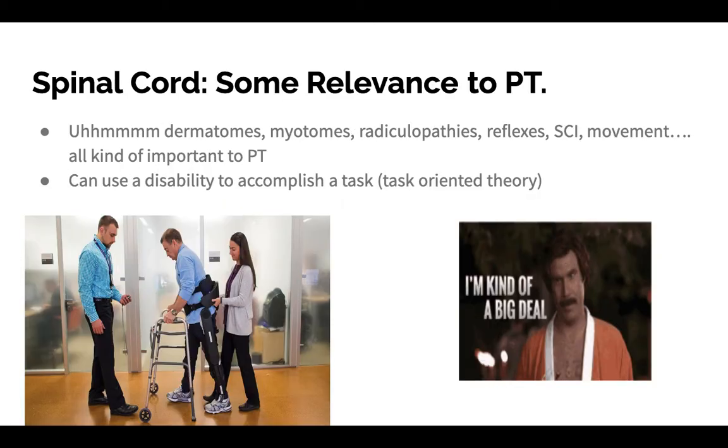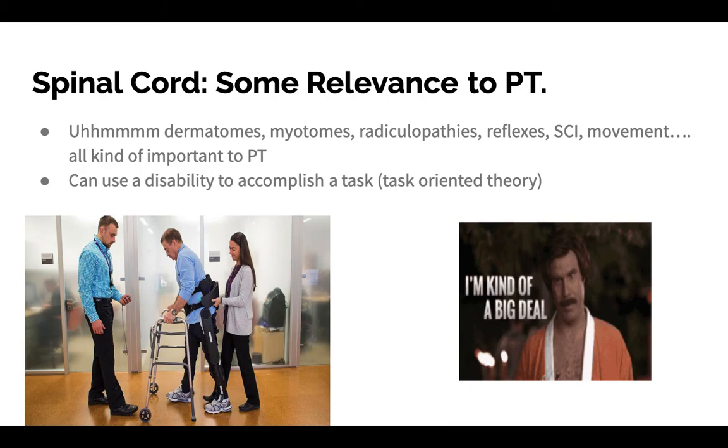Spinal cord's a pretty big deal for the PTs, obviously. Dermatomes, myotomes, radiculopathies, reflexes, spinal cord injury. It's the basis for movement. Obviously, this is kind of what we do. So an injury or a compression, anything like that can really disrupt movement and cause pain. It's a big basis of what we do.